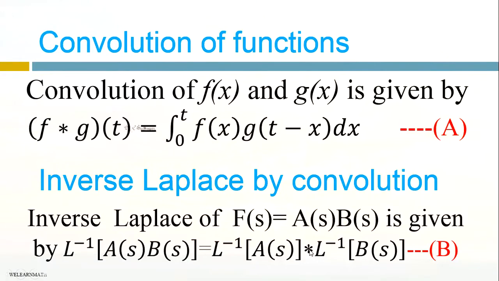So the advantage of this rule is, if two functions are there, then independently we can find the inverse transformations and we can do convolutions. Let us see how we can apply this in the problems step by step.